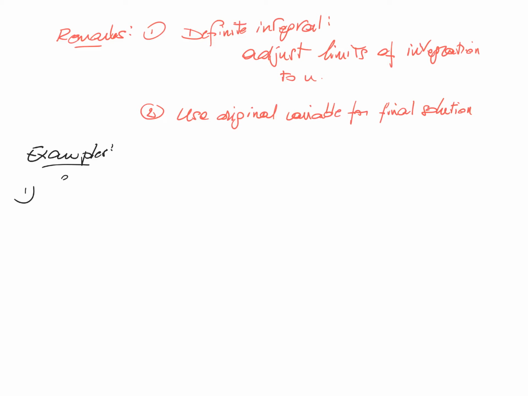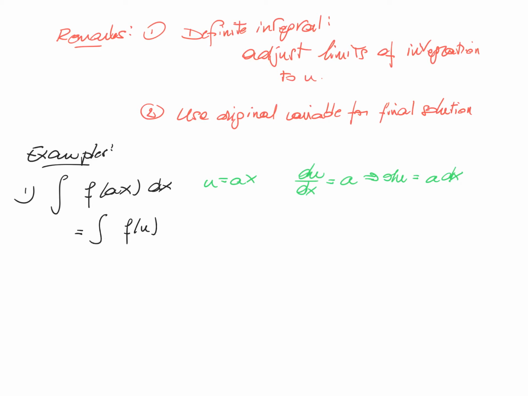To illustrate this method, we will make some examples. For the first one, suppose we have an integral of f of a x dx. We want to calculate this integral. The obvious substitution would be to say u is equal to a x. So this means that du dx is a, and so du is a times dx. If we then plug this in, this is the integral of f of u times dx. dx is du divided by a, which is 1 over a times the integral of f of u du.